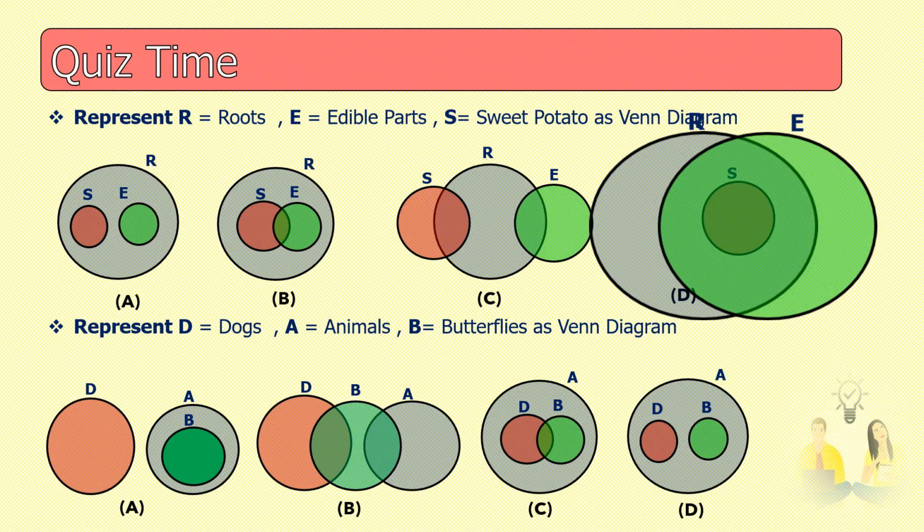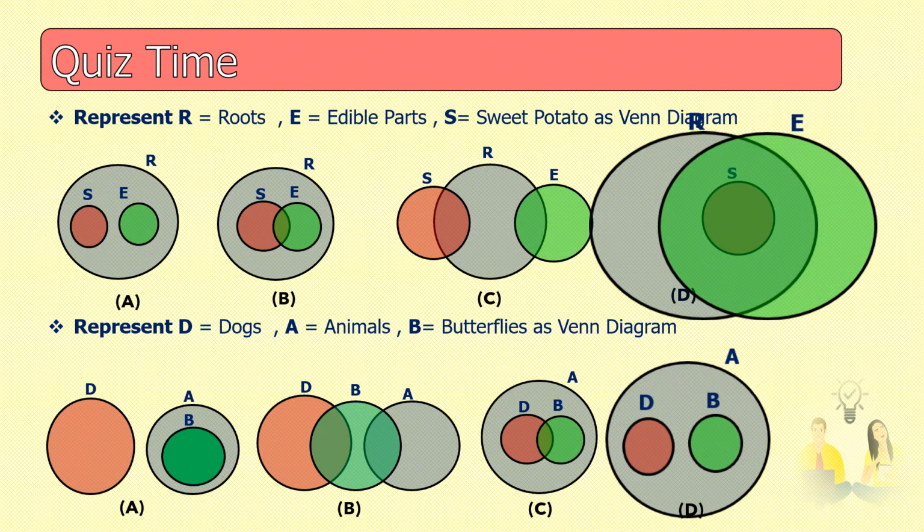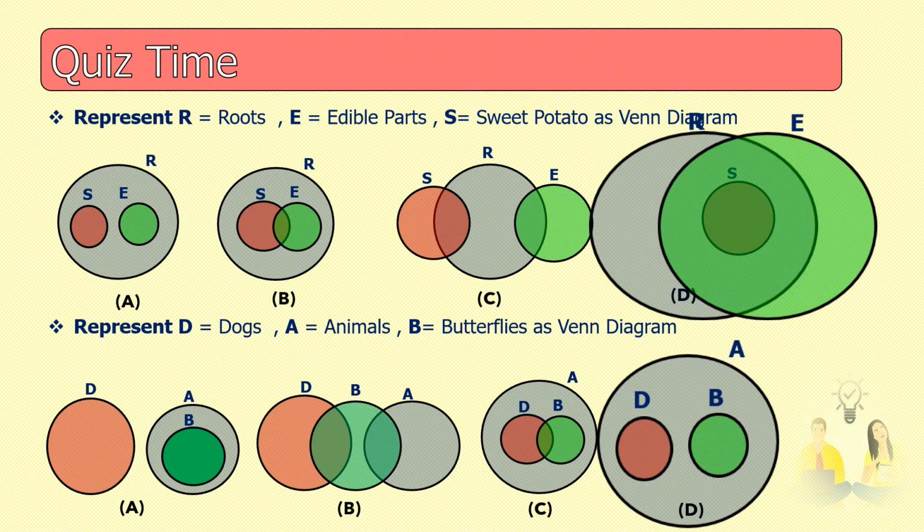Next question. Dogs, animals, butterflies. 5 seconds. All dogs are animals. All butterflies are animals, but no dogs are butterflies or no butterflies are dogs. So dogs and butterflies will be two distinct circles inside A.